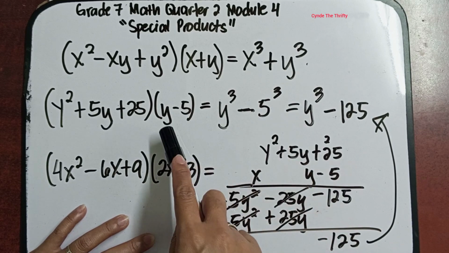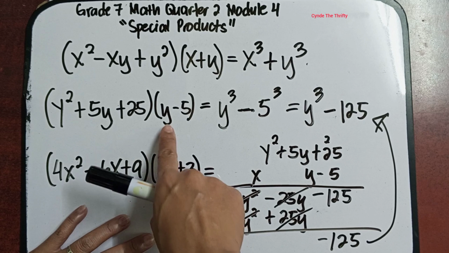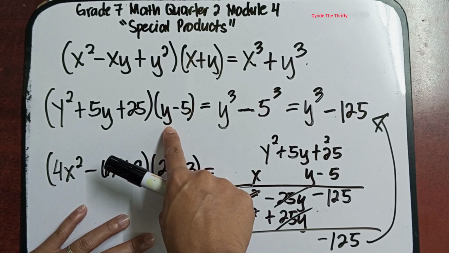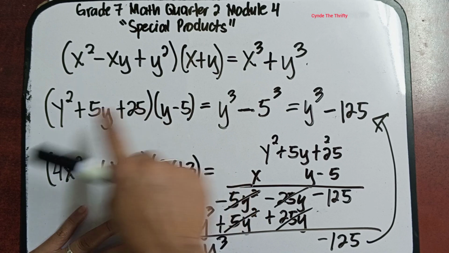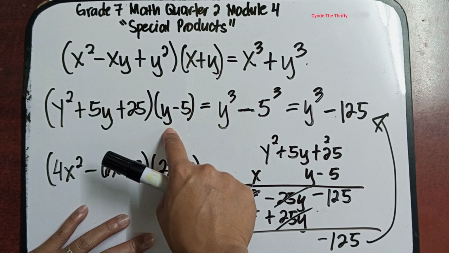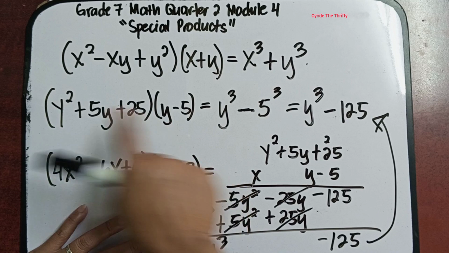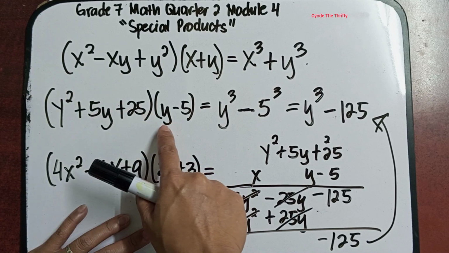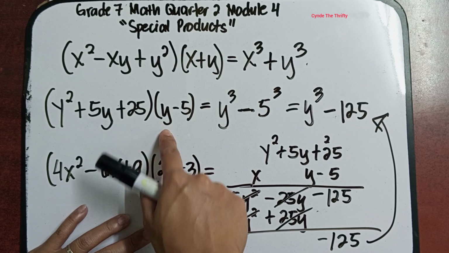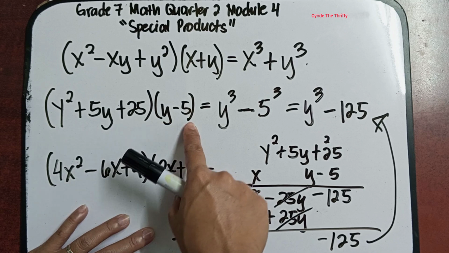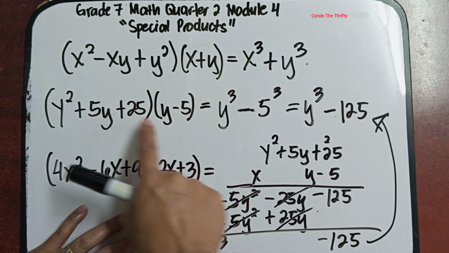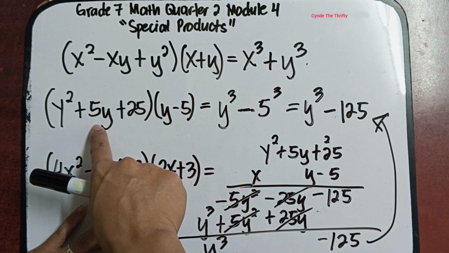So first, kapag i-square mo ang iyong first term sa binomial, so ang first term natin is y, kapag i-square mo daw siya, makukuha mo ang first term ng iyong trinomial. Okay, so i-square natin si y, magiging y squared. So y squared ang kanyang first term, so tama. Second, kapag i-multiply natin ang ating first term at second term, makukuha natin ang second term ng ating trinomial. So, y times 5 is equal to 5y.